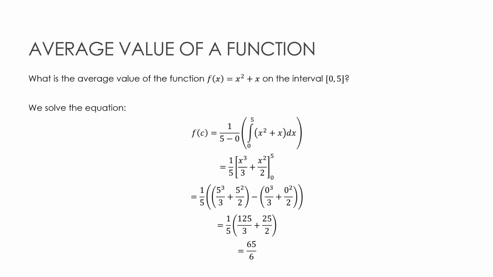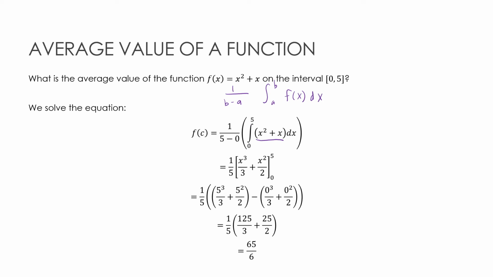So what's the average value of the function f of x equals x squared plus x on the interval from 0 to 5? So again, I'm just going to use that function that says take 1 and then b minus a, so 1 divided by 5 minus 0, and then I'm taking the interval from a to b of f of x dx. So the integral from 0 to 5 of my function dx.